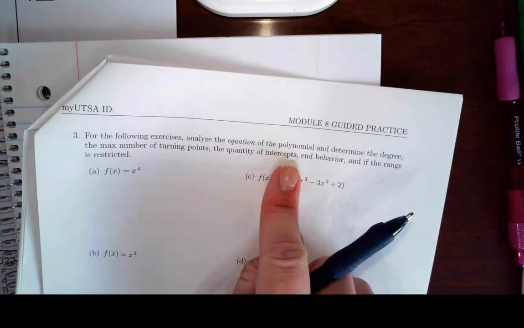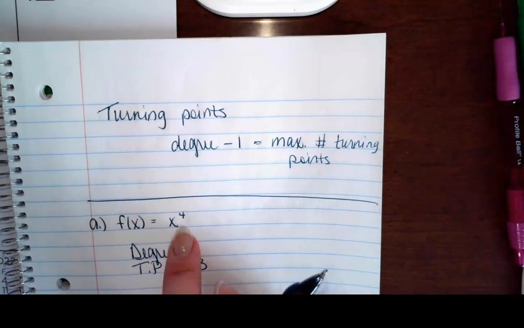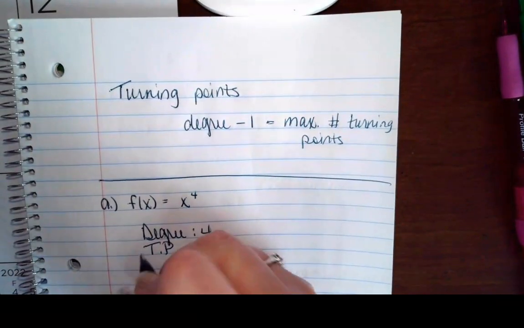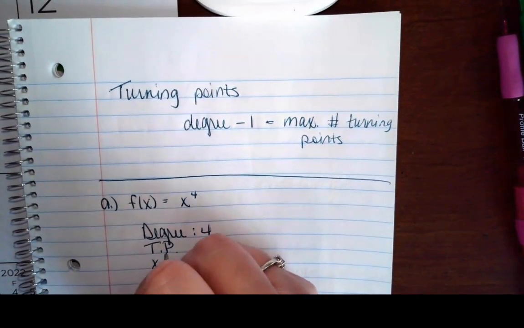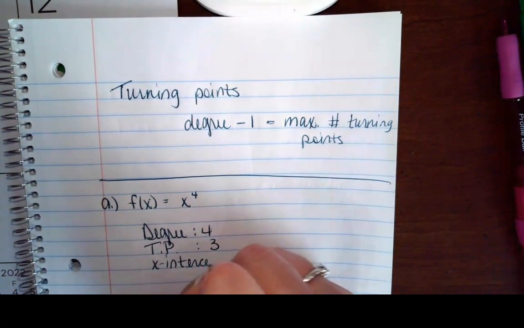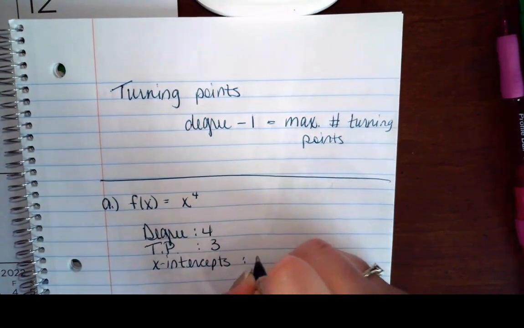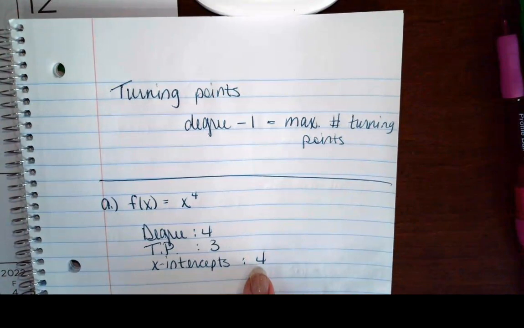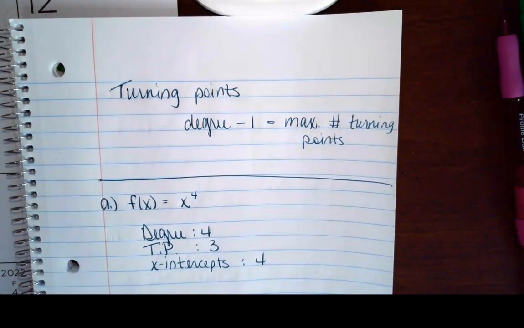Okay, how many intercepts could we have? So look at your degree. My degree is 4. So my x-intercepts, I could have a max of 4 x-intercepts. Okay, and that reflects straight off the degree.